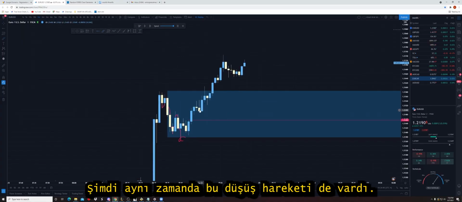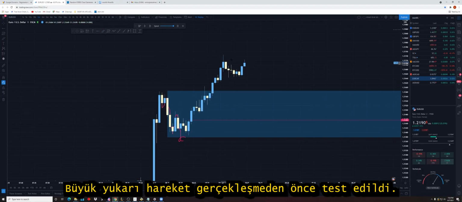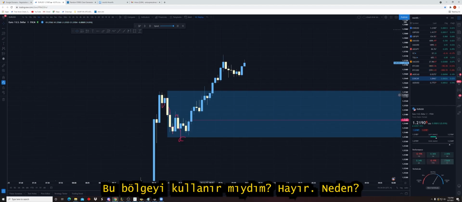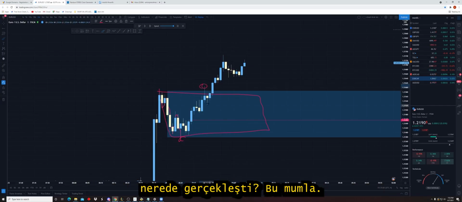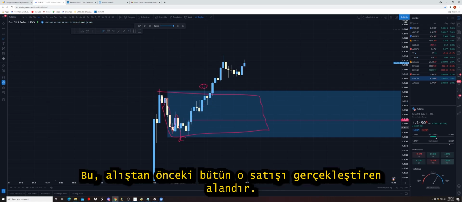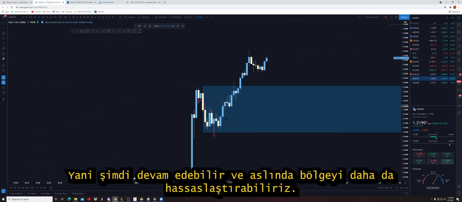Now at the same time, there was this down move, up move, but look what happened. It got tested before the big move up happened. Would I use this zone right here? No. Why? Because the validation of this overall supply and demand zone happened where? With this candle. This candle happened after it. This is not important to us. This is the area that caused this whole sell before the buy. And in that sell before the buy, there are areas that are left unmitigated. So now we can go ahead and we can actually refine this zone further if we wanted to, right?